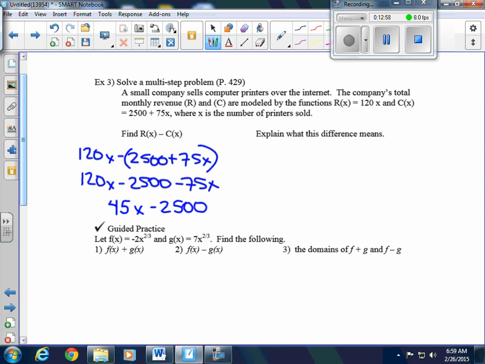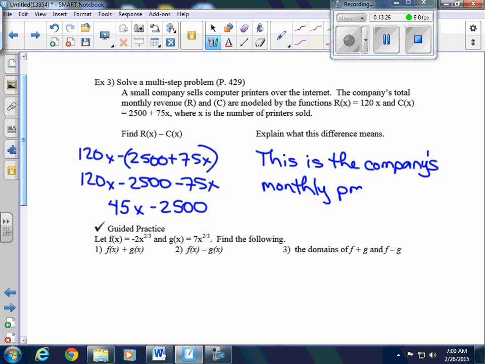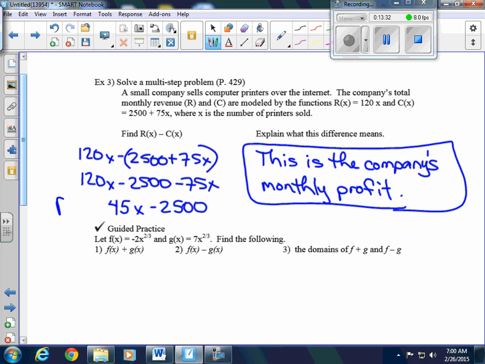Now, it says explain what this difference means. What does this mean when we subtract these two? Well, that is going to be how much the company made. So it's the company's monthly profit, and usually we're going to call that P of x. And so here is the monthly profit.